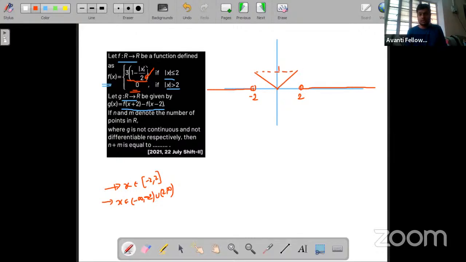Right or not? So this is the function of modulus of x by 2. Then what we have to do is take the minus sign, which means reflection. The graph will now look like this. This is y equals minus modulus of x by 2. This was y equals modulus of x by 2. Now we have to add 1. Add 1 means lifting upward by 1 unit.